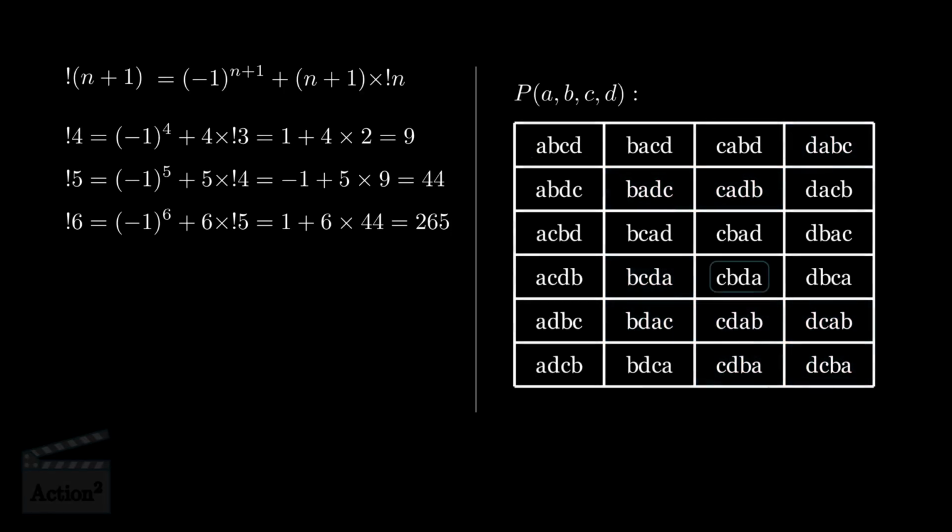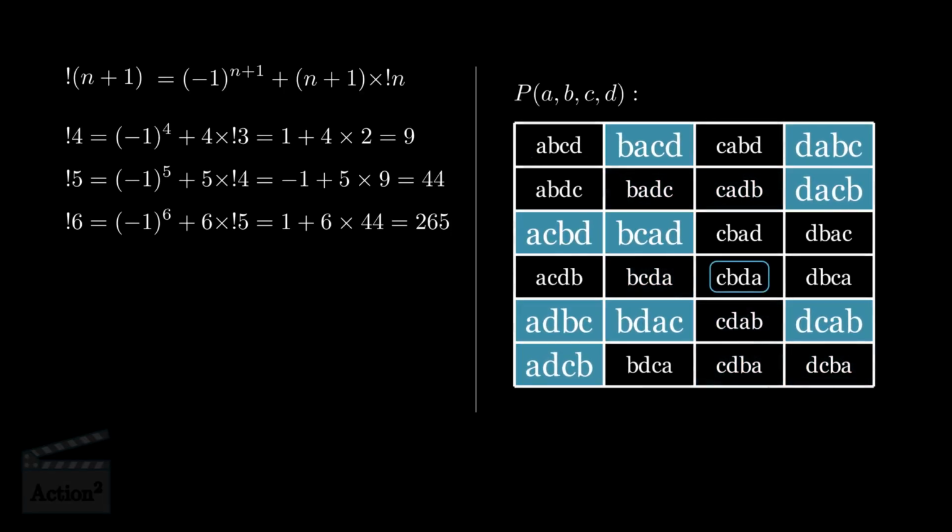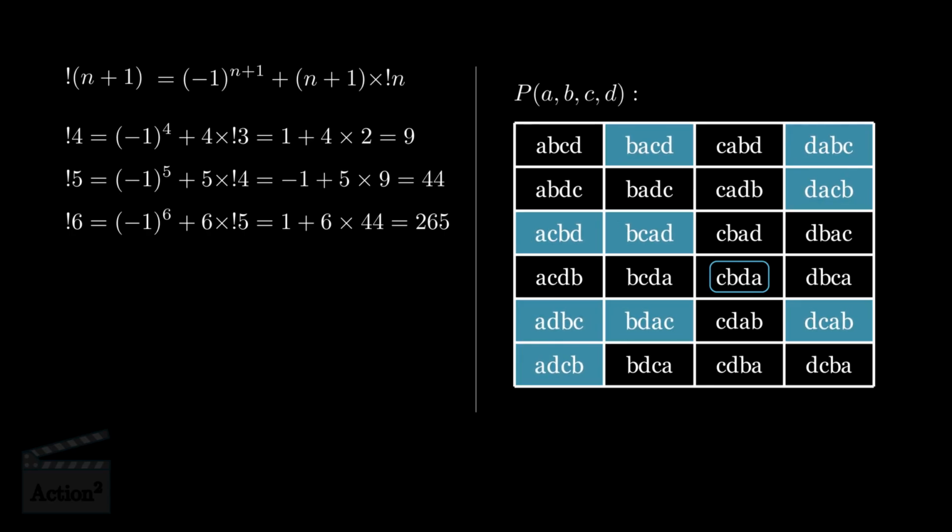If the orderly arrangement changes to CBAD, the 9 derangements change accordingly to the new highlighted cells. I would invite you to do the same for a set of 5 elements. But, nah. You got the idea.